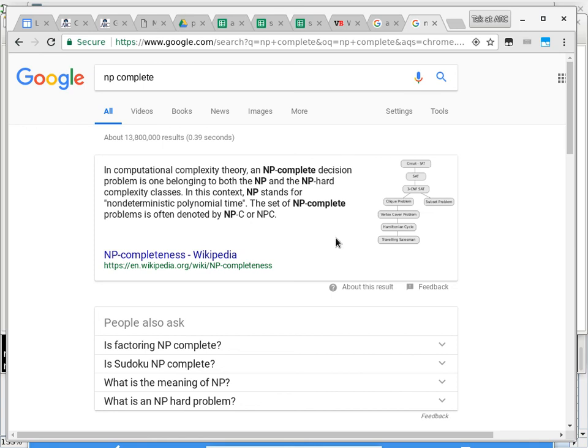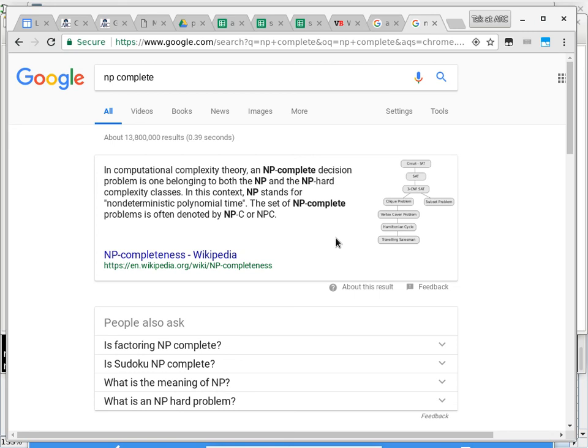Okay, so a quick search of NP complete gives us a very brief summary of what it is. In computational complexity theory, which is an upper division class in undergraduate computer science, which means most of you will take that class, it's a math class, but worse than this.